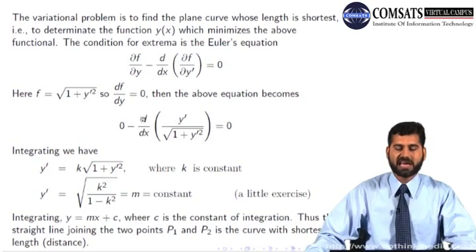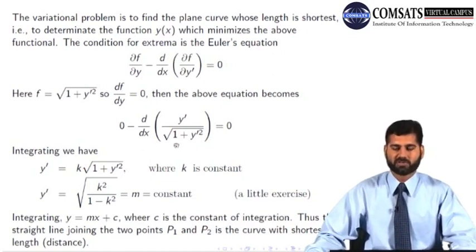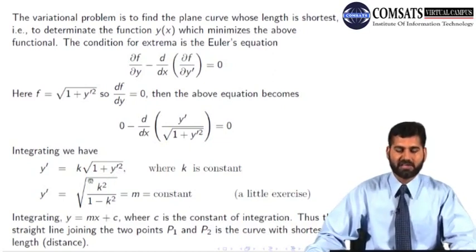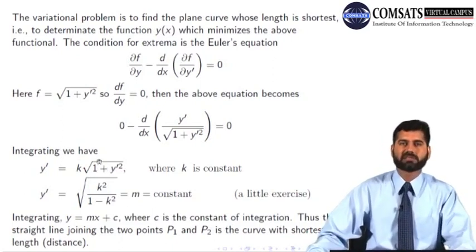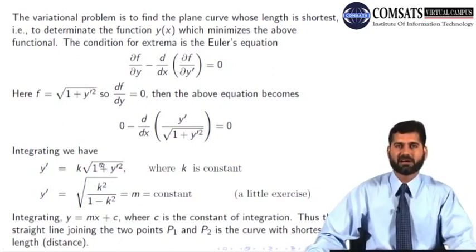So how do we get rid of this derivative? You can integrate. If I integrate, I will get a constant on the right hand side. Let's call it k, a constant. Now y prime is the constant times the square root of 1 plus y prime square, since I multiplied this on the right hand side. This is the implicit relation for y prime. Explicitly, you can take the square, combine the y prime terms, and then divide by the coefficient.